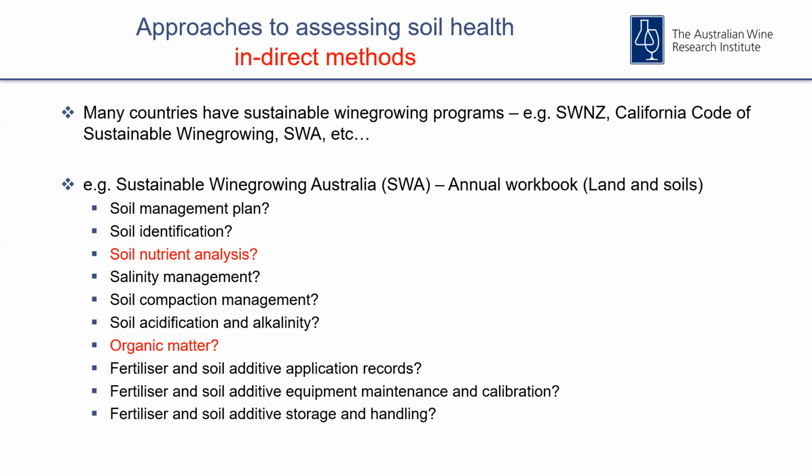Within their annual workbook, there's a land and soils chapter, and there's a range of different parts that vignerons are asked to rank themselves on, in terms of where they sit, from soil management plans right through to fertilizer and soil additive storage and handling. I've highlighted two in red there to give you a little more detail: soil nutrient analysis and organic matter.